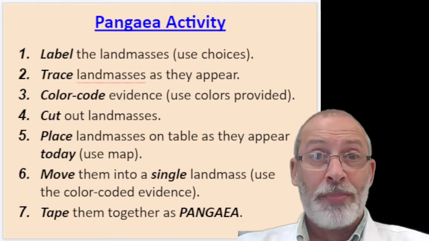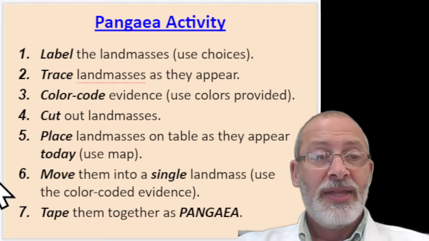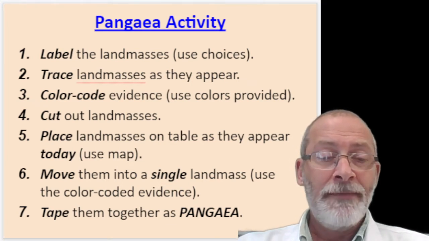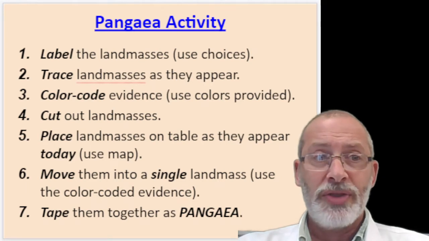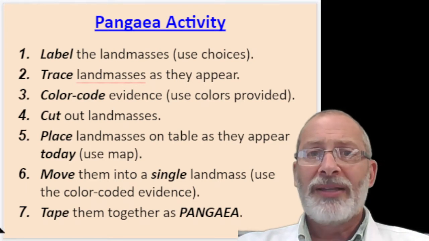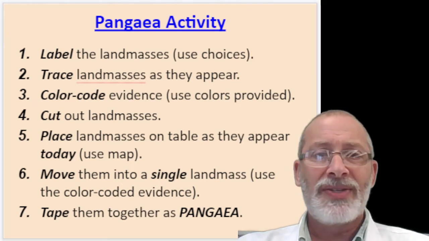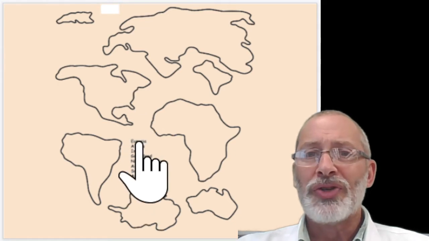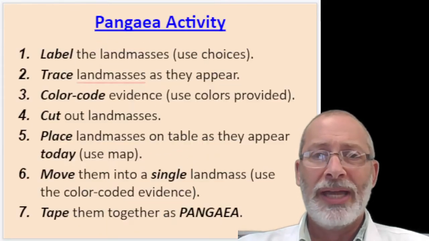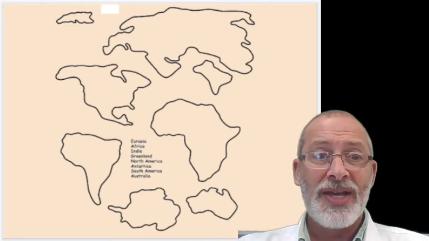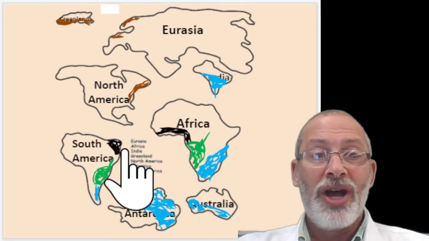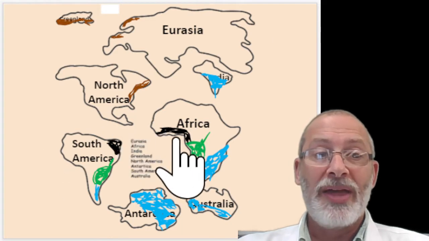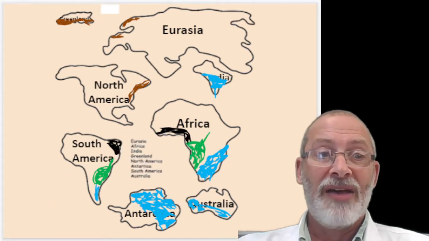You will see that in your book, you've got the various forms of evidence that you're going to be utilizing, including the fossils and rock formations and so forth. You're going to color code them. In fact, give me a moment here. I'll tell you what. Let's go back to step one, where I say label the land masses and use the choices. Here are the choices right here. You'll see them in your book, and here are the land masses that you will label. Two, you're going to trace the land masses as they appear. You're going to just trace the outlines on the piece of paper. Three, you're going to color code the evidence. Here, you're color coding in a way similar to the way that I have done color coding the evidence, just like that.